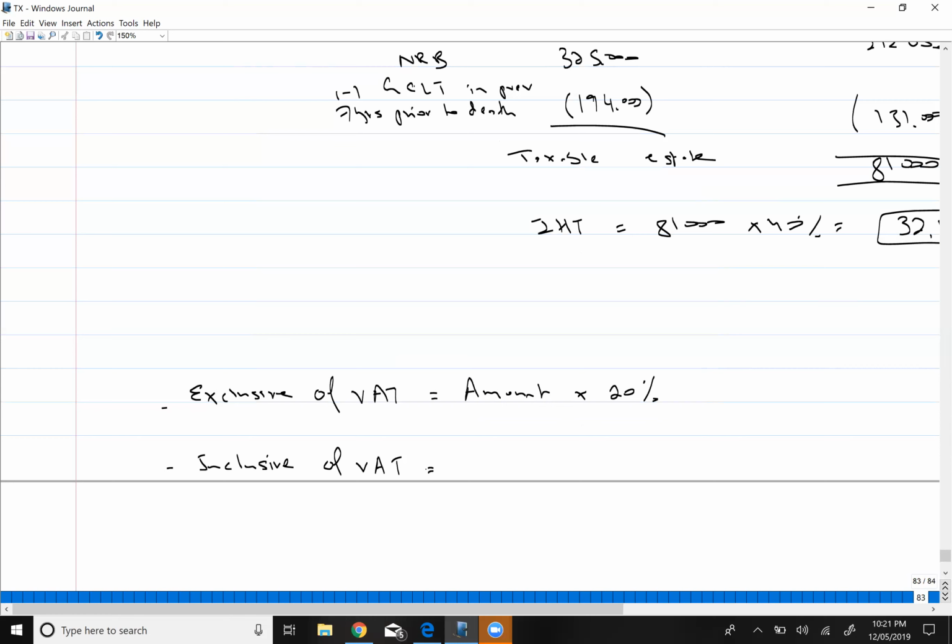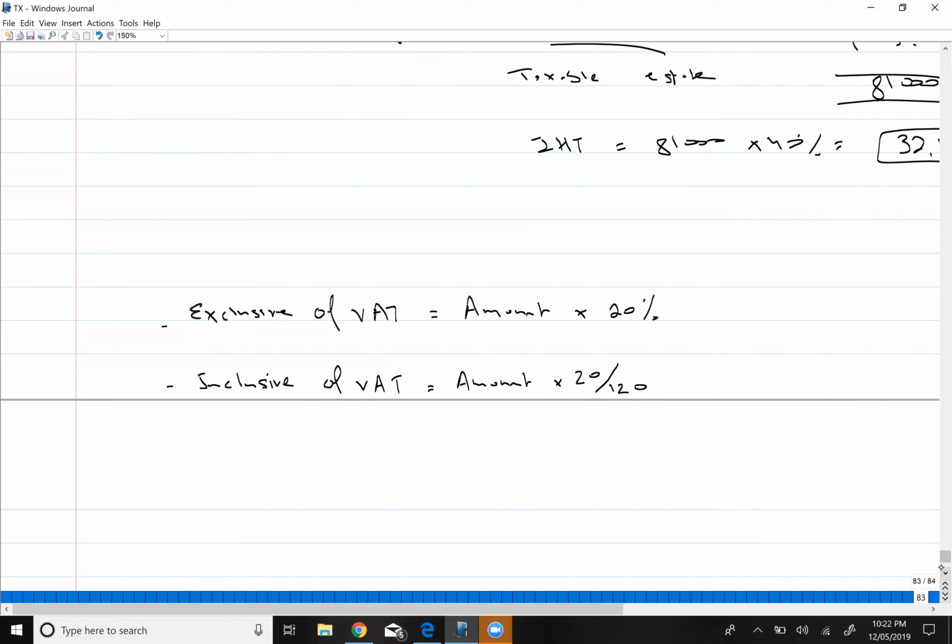But if it is inclusive of VAT, it means that VAT is already included in the amount. So from that amount, I need to take out the amount of VAT. You will take the amount into 20 divided by 120. Now, there is no concept of by default. You can't say that any amount is by default VAT inclusive or VAT exclusive. It will be mentioned in the question. But if it is not mentioned, then you will assume that it is VAT exclusive.